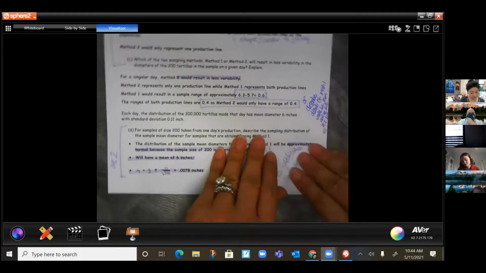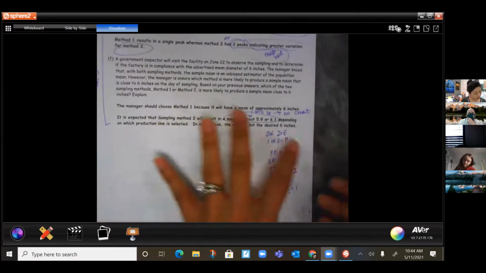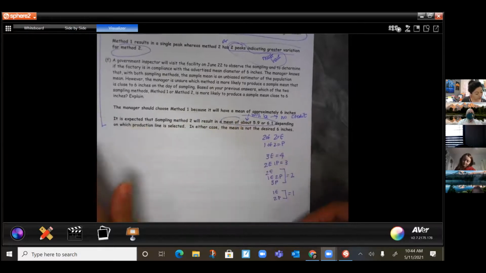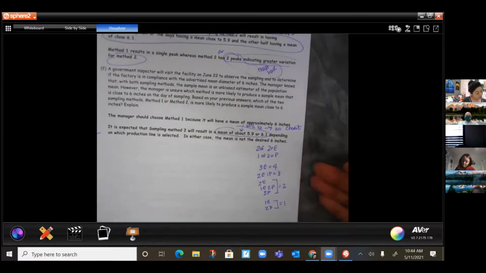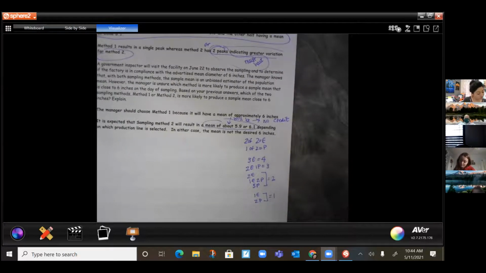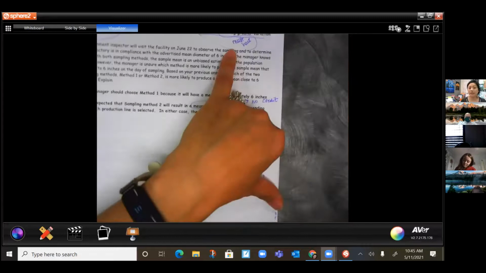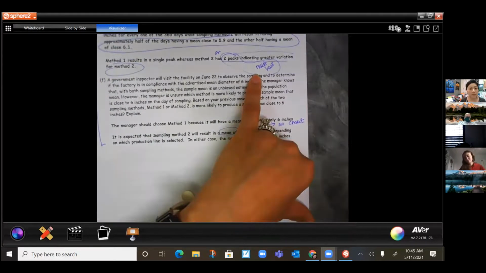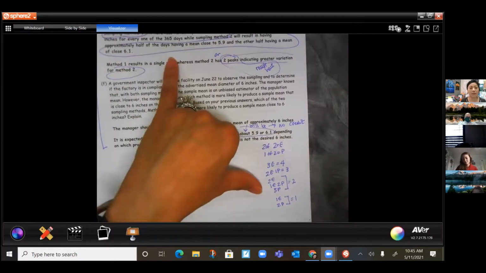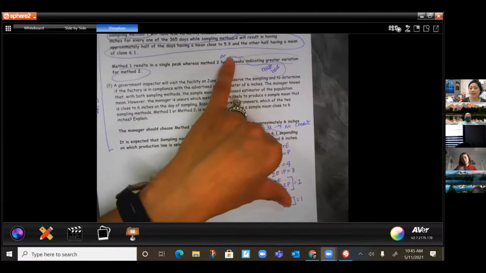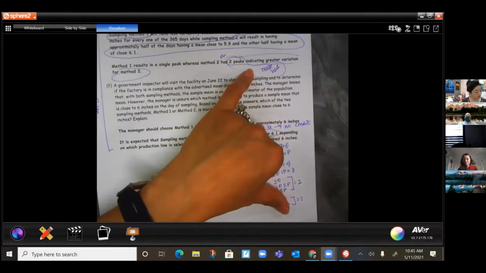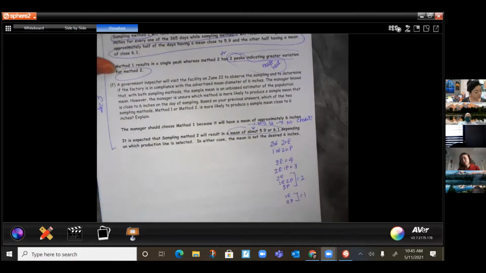For your last section, part E and F, that's clumped together into one section. The key thing that they're looking for here is that your sample 1 will have less variability. You could have justified it the way that Mr. Spencer did. And another key component that must be addressed is the fact that method 1 basically has a single peak, where method 2 will have 2 peaks. You didn't have to say it in those words, but the idea that we have 2 different centers happening. So that would get you full credit for part E.